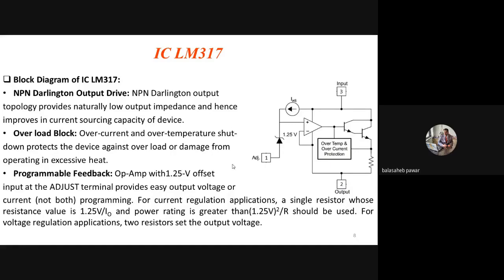So all these points are mentioned over here. You just have to note down and mention these things if the question gets asked: draw and explain the block diagram of LM317.